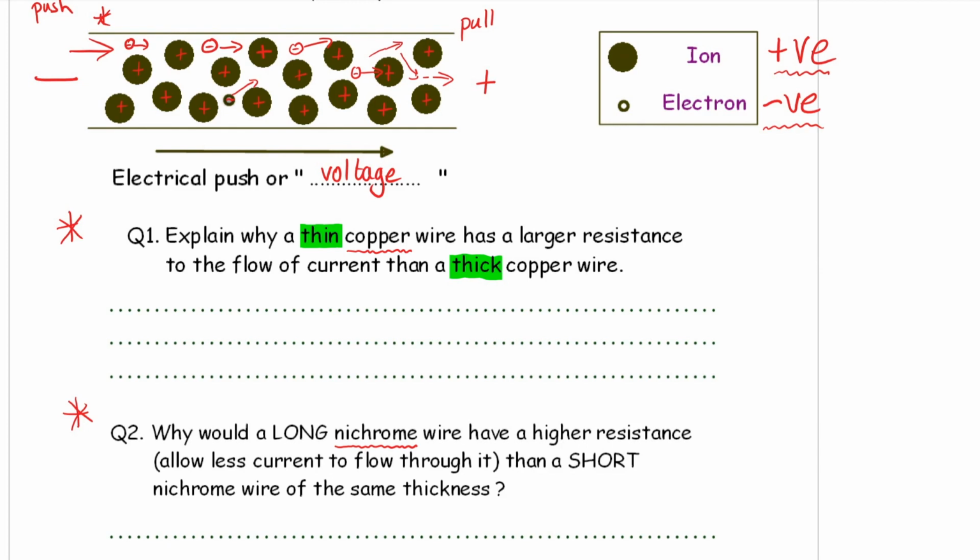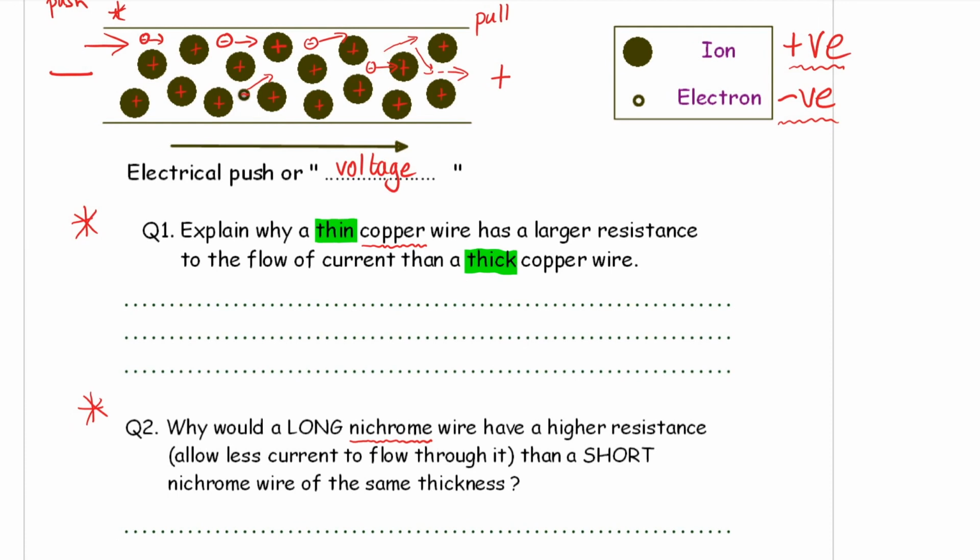Why would a long wire, just read it that way, have a higher resistance than a short wire of the same thickness? Break it down, make it simple in your mind. Why has a long wire got a higher resistance than a short wire? Well, very simply, because they have more positive ions to avoid, because it's the positive ions that cause the resistance.